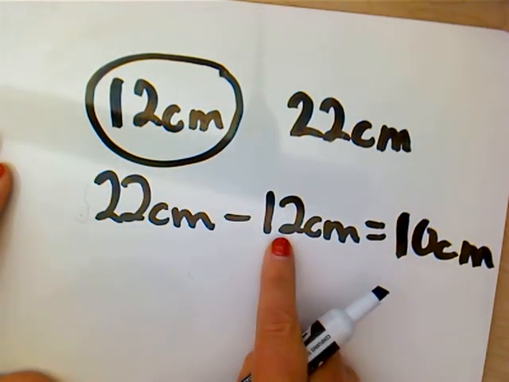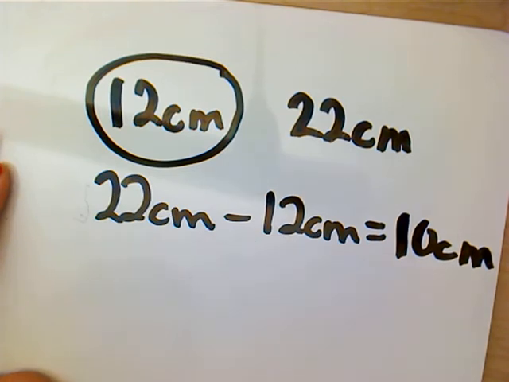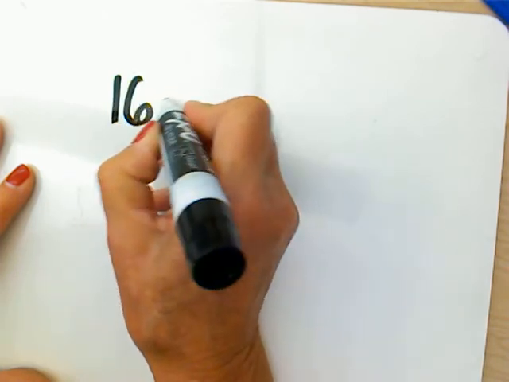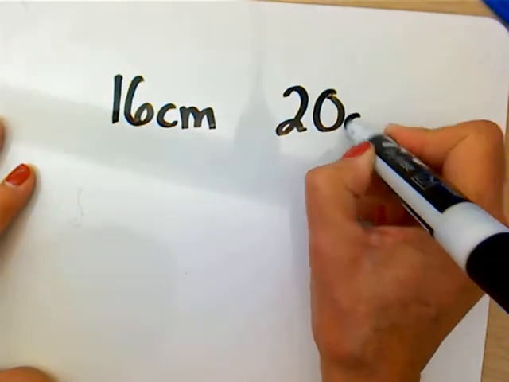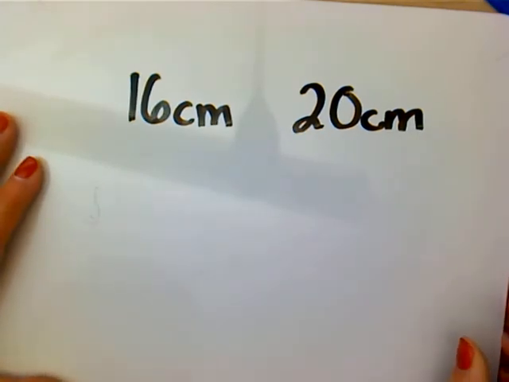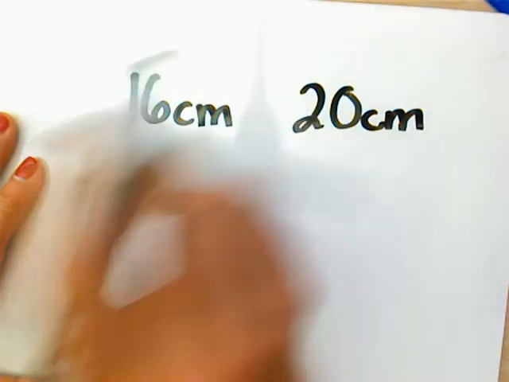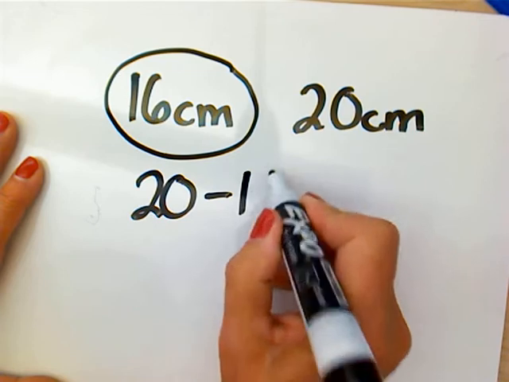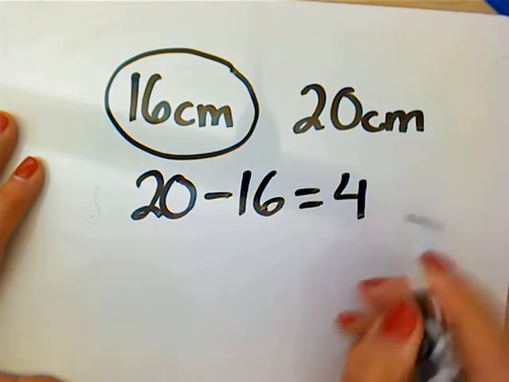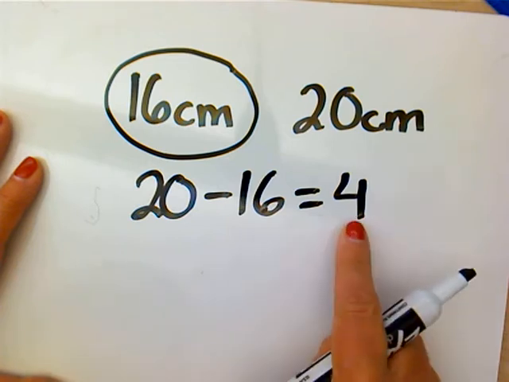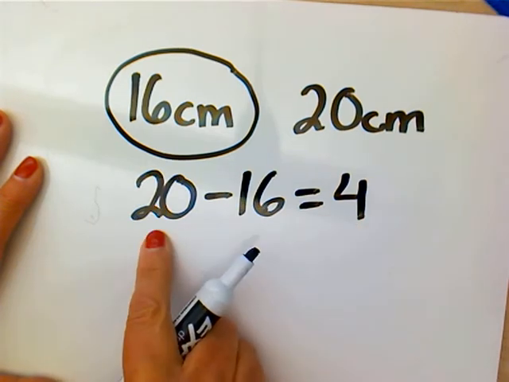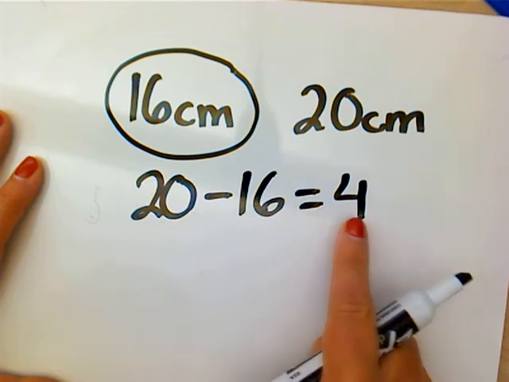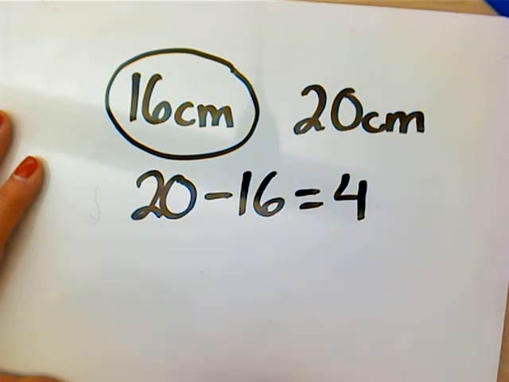So we're comparing centimeters. If I add 10 centimeters to 12 centimeters, I would get 22. So I also have a number bond as we start doing subtraction. So let's try 16 centimeters comparing with 20 centimeters. Which one has the smallest measure? I hope you said that it would be 16 centimeters, because 20 centimeters take away 16 centimeters gives me 4 centimeters. 16 centimeters is 4 centimeters shorter than 20 centimeters, and 20 centimeters is 4 centimeters longer than 16 centimeters.